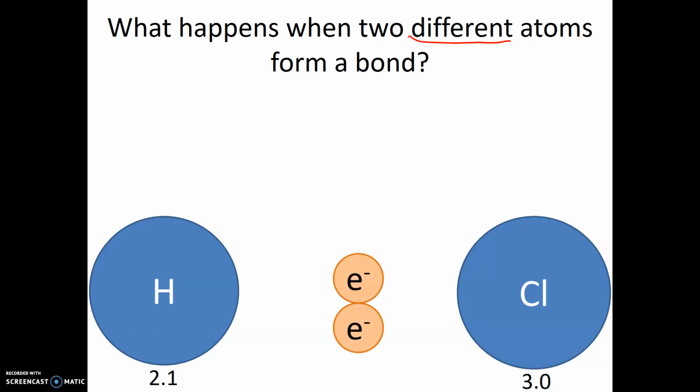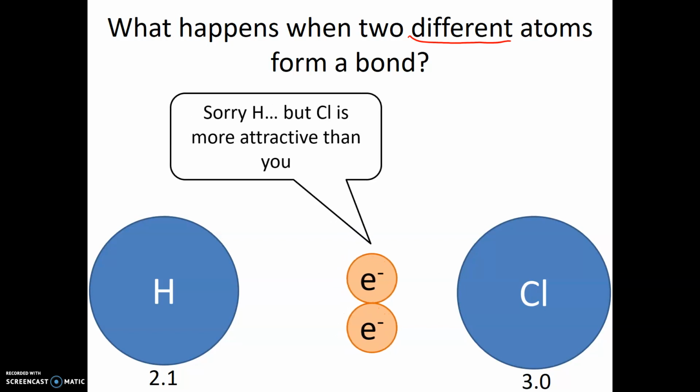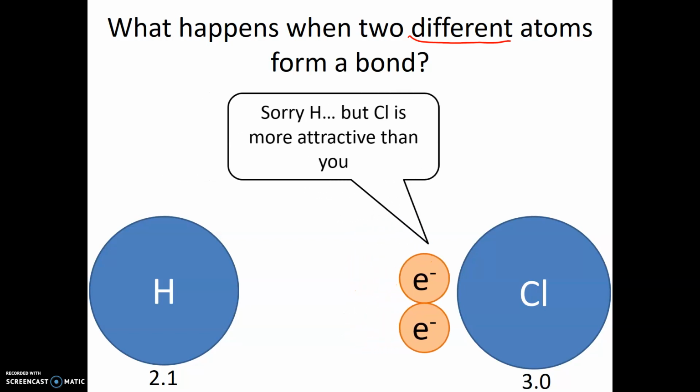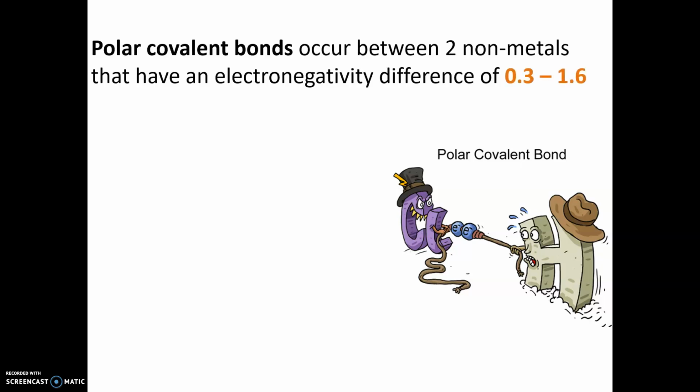Well, chlorine is more attractive. It's got a higher electronegativity, meaning it's going to attract electrons better than hydrogen. So our electrons are going to be spending more time around that atom as opposed to the hydrogen. Now that we have some electrons spending more time around a different atom than the other within a compound, we have something new being formed. And what we have formed now is a polar covalent bond.